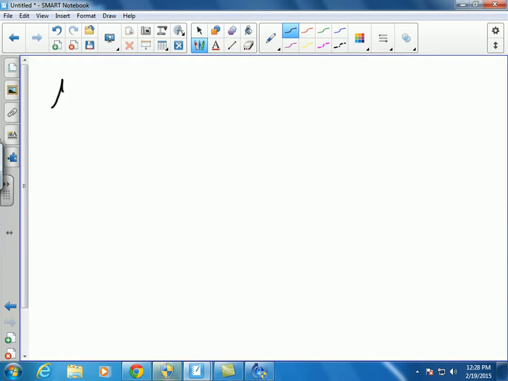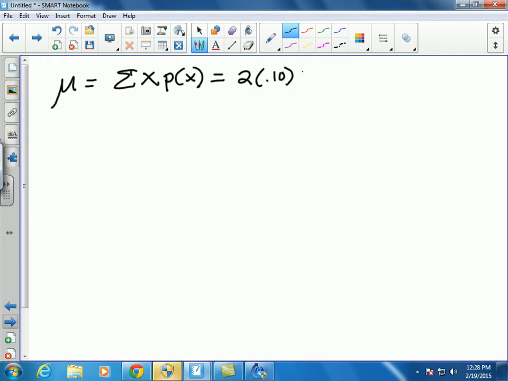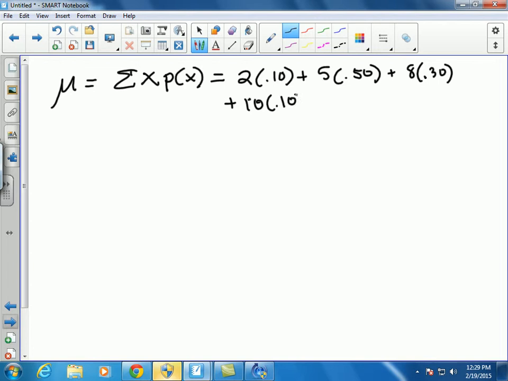If we want to find mu of a discrete random variable, it is found to be the sum of x times p of x. What that means in our example is that you take the value of the random variable and multiply it by its height. Going back to the table, the first one is 2 times 0.1, plus the next one, 5 times 0.5, and then 8 times 0.3, and then 10 times 0.10. You can go ahead and make that calculation.